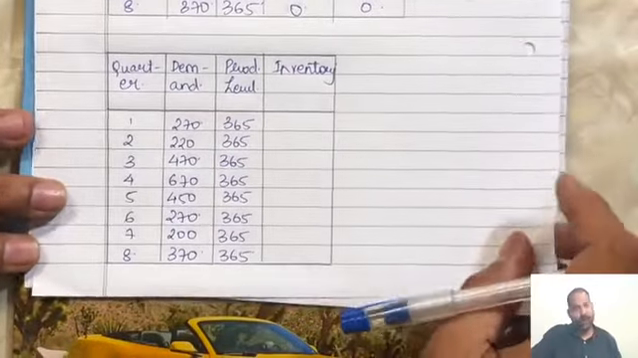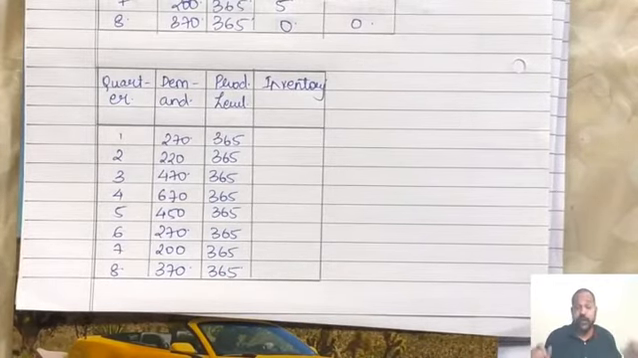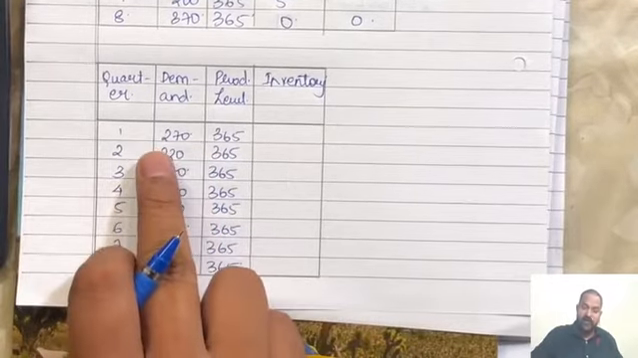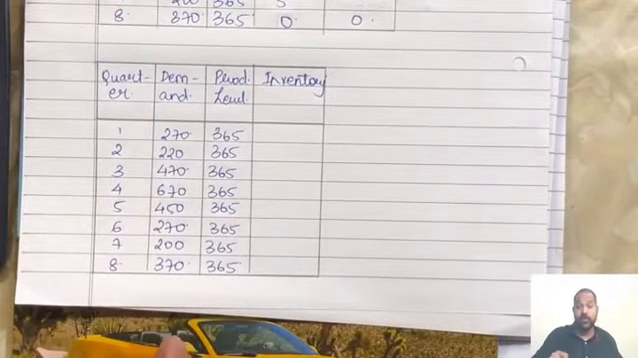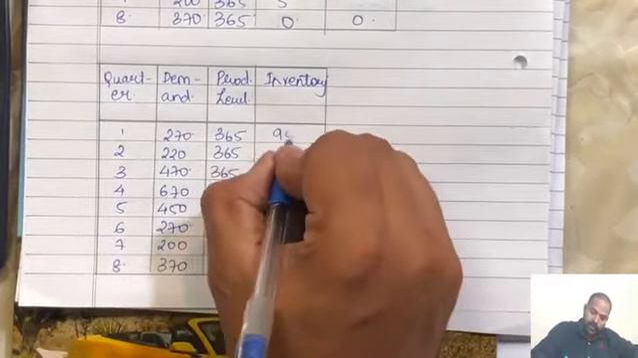Let me do this now, but fast, where I'm not going to write down a backlog. My backlog is going to be a negative inventory because I am, as it is, not allowed to keep backlogs. So period number 1, I have a demand of 270, but I'm producing 365. So am I producing more or less? More. How much more? 95 units.